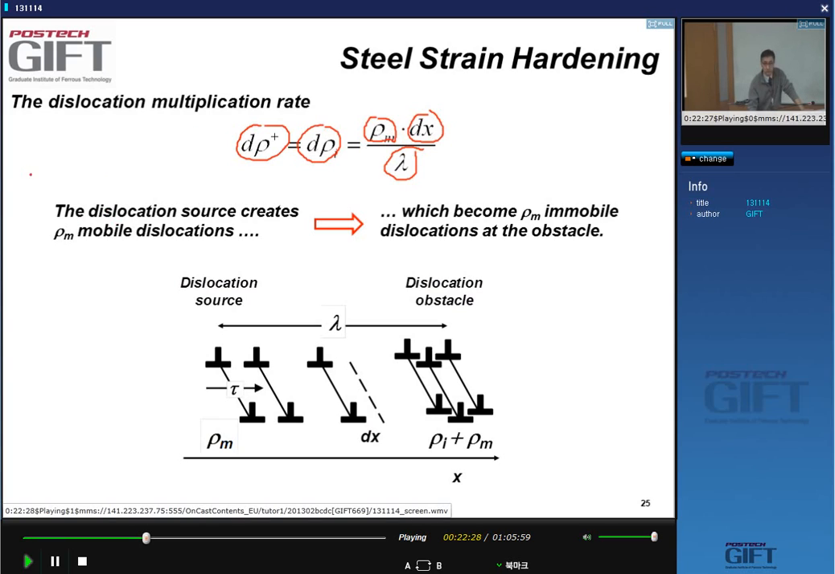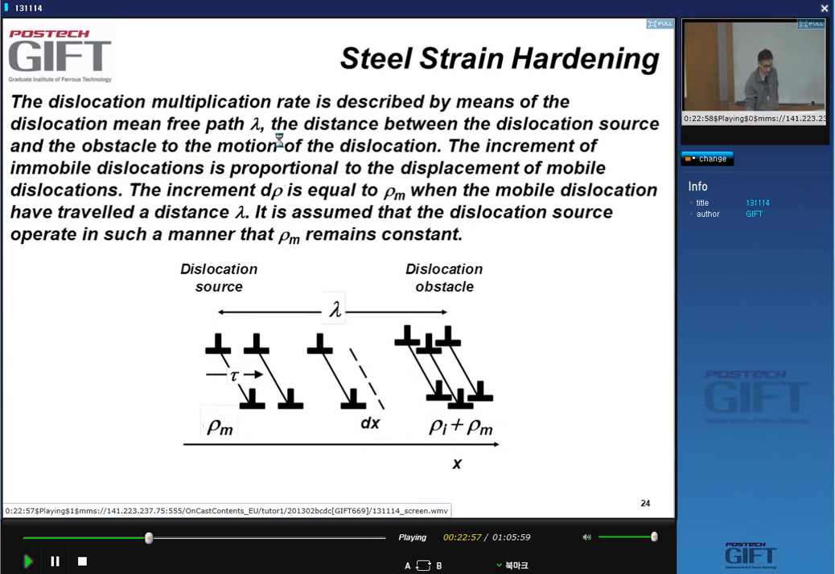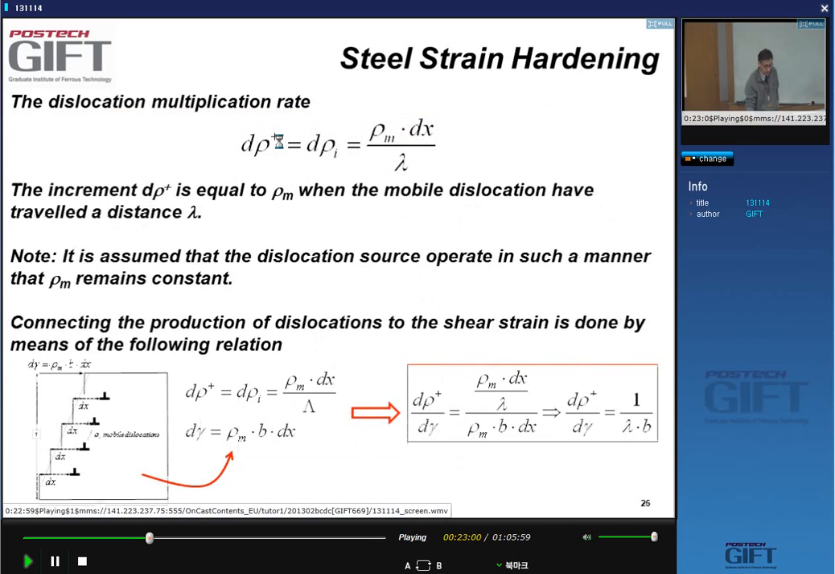The way you understand this is that the dislocation source creates rho m mobile dislocations, and they become immobile dislocations at the obstacles. Of course, it depends on where they are within this distance. That's this dx, all right?